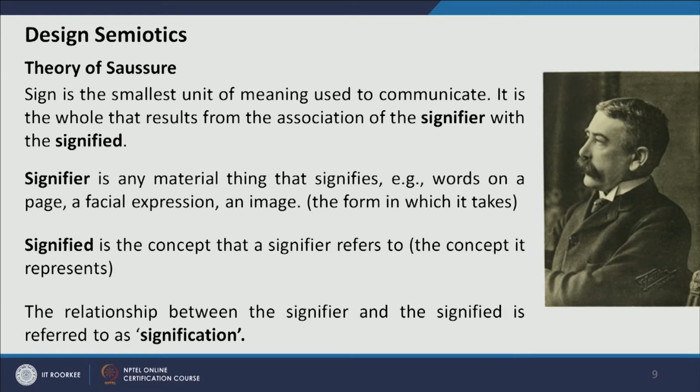What he says is that he connotes two important terms. One is the signifier, and one is the signified. The way he defines the signifier is the material, the thing that signifies. For example, in the previous slide we discussed the word tree, as well as the photograph or the icons of a tree, which signifies.